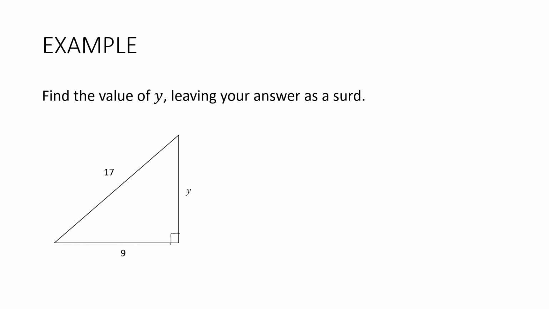Let's try one more. Find the value of y, leaving your answer as a surd. Now this one's a short side question. Can you see that? But we're still going to start the same way. 17 squared equals y squared plus 9 squared. Now let's work these out. This is 289 is equal to y squared plus 81. And then subtracting 81 from both sides, we're going to get y squared is equal to 208.